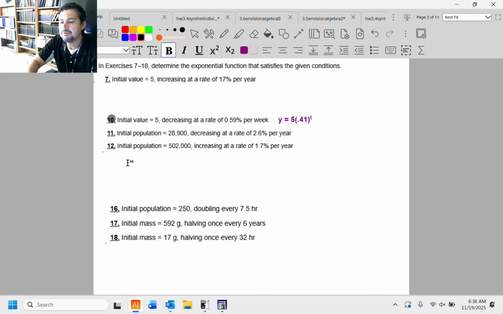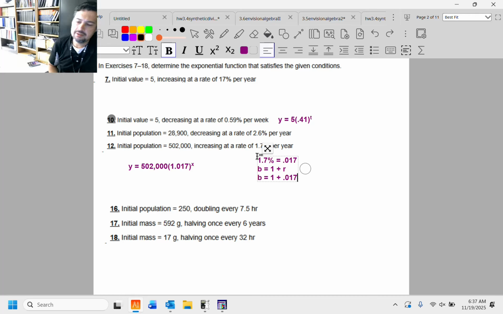Let's see here. We have number 12, initial population of 502,000. So 502, 1, 2, 3. We increase at a rate of 1.7% per year, 1.017, to the x. Now, if I'm losing you, remember 1.7% is 0.017. And since it's growth, B is 1 plus R. So B is 1 plus 0.017.